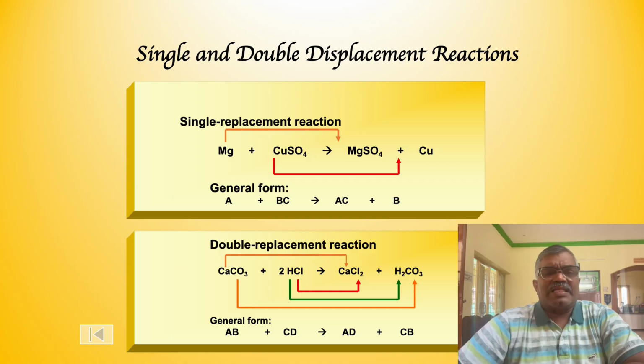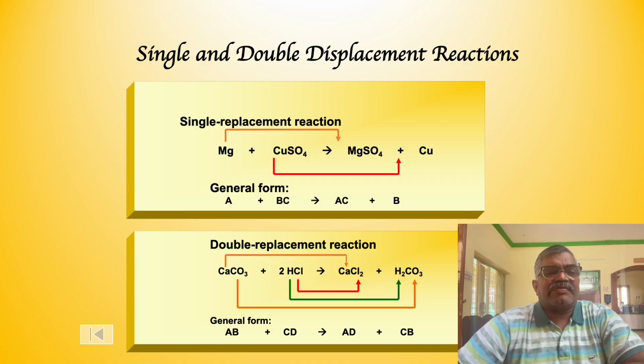Then double displacement reaction. Here I will explain about ions. You already know that ionic compounds are made up of ions. Calcium carbonate reacts with HCl to become calcium chloride and H2CO3, that is carbonic acid. So here you can see the exchange of ions in the slide.